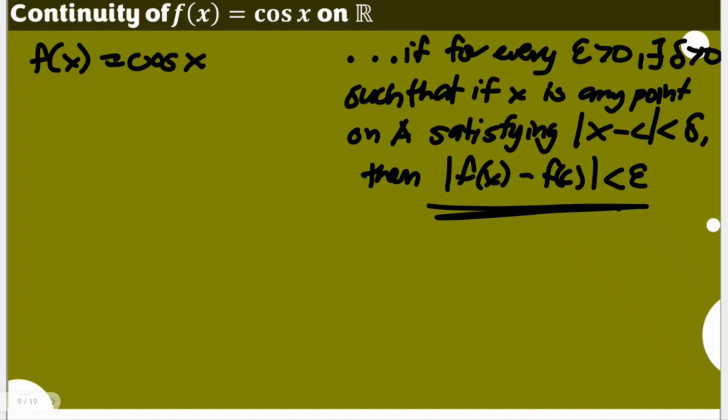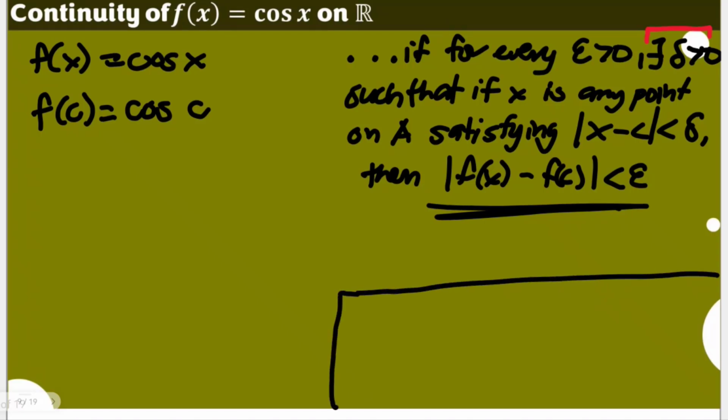And take note, we already have our f of x. For our f of C, where C is any number as long as it's part of the real numbers, you have here cosine of C. Before we could start with our proof, take note, as part of the criteria, there exists delta. So we need to show the value of the delta, and we can do that by doing certain scratch work.